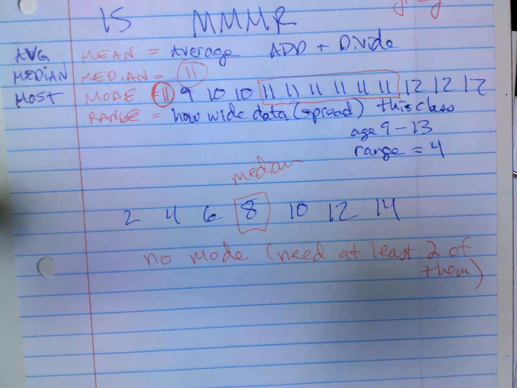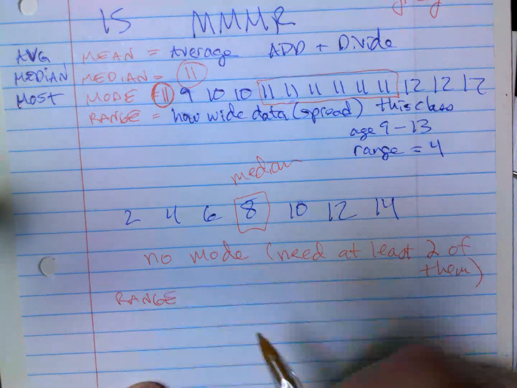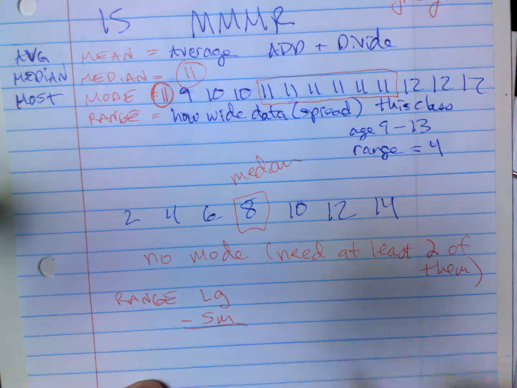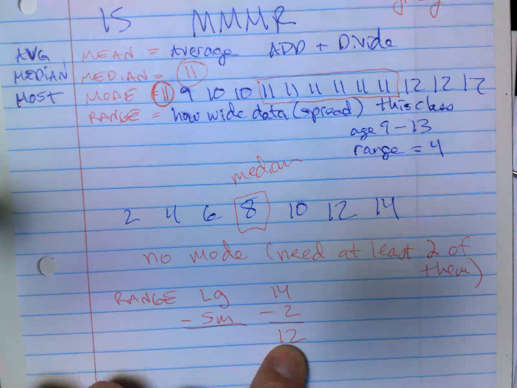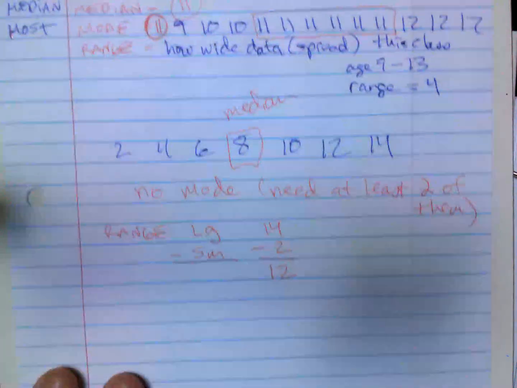The median is the middle. The range is the biggest number minus the smallest number, okay? So 14 minus 2. This data set has a range of 12, okay? And then for the mean, we would add them all together, all right?